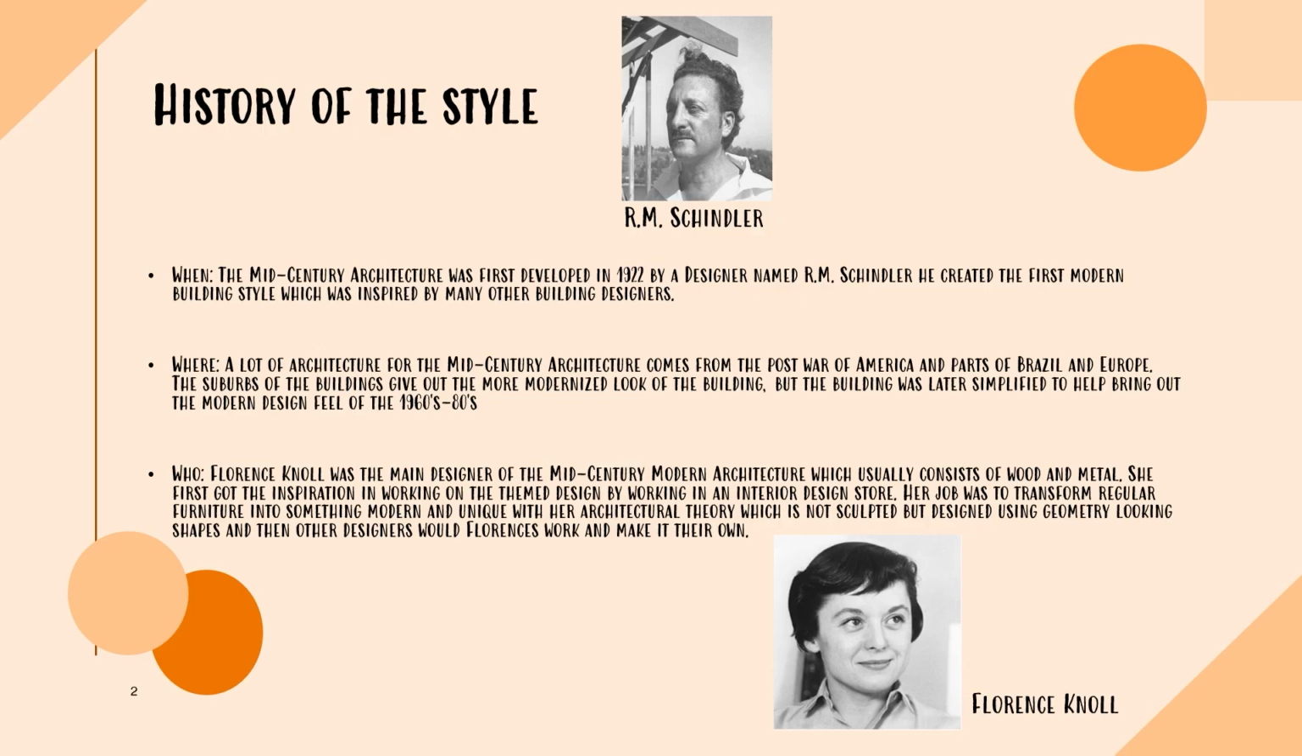History of the style. The mid-century architecture was first developed in 1922 by a designer named R. M. Schneider. He created the first modern building style, which was inspired by many other building designers. A lot of architecture for the mid-century architecture comes from the post-war of America and parts of Brazil and Europe. The suburbs of the building give out the more modernized look of the building, but the building was later simplified to help bring out the modern design feel of the 1960s through 80s.